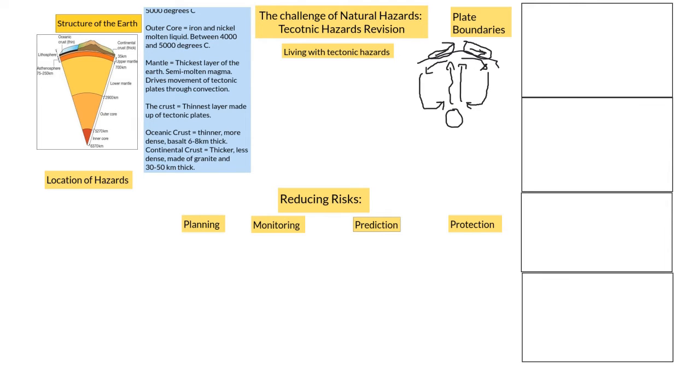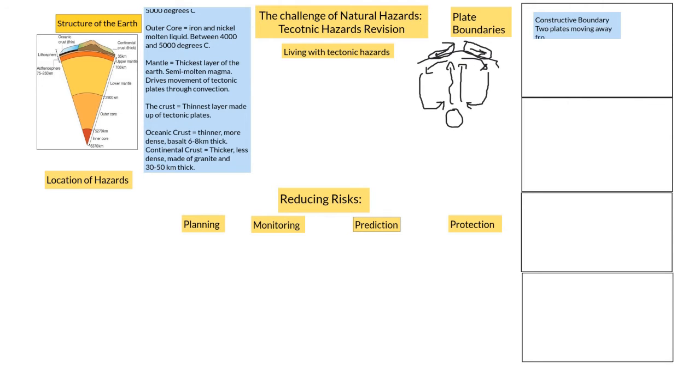Now there are 4 types of plate margins or plate boundaries. We're going to use the term boundary, but be aware that the term plate margin means exactly the same. The first type is a constructive plate boundary, and this is where we have 2 plates moving away from one another. So they're moving in 2 different directions, pulling apart.